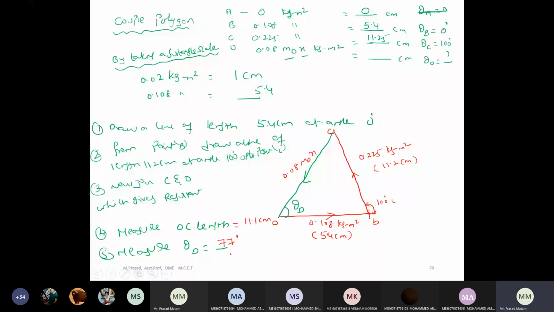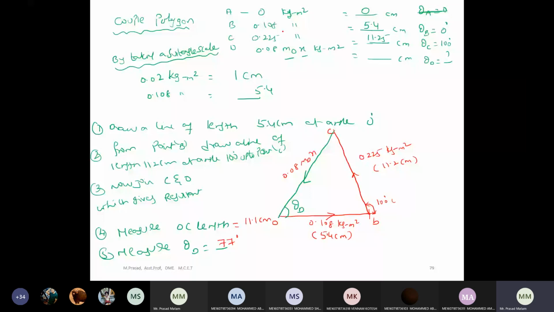Okay. Now let me convert this in terms of kg meter square. What I am getting? 0.08 MD into x, which is equals to 11.1 centimeter. This you need to convert in terms of the kg meter square. How we can convert this? Can anyone answer? Already we are having 0.02 kg meter square is equals to 1 centimeter. Then 11.1 centimeter is equals to how many kg meter square?